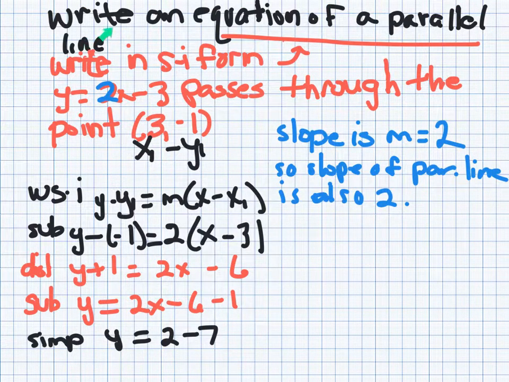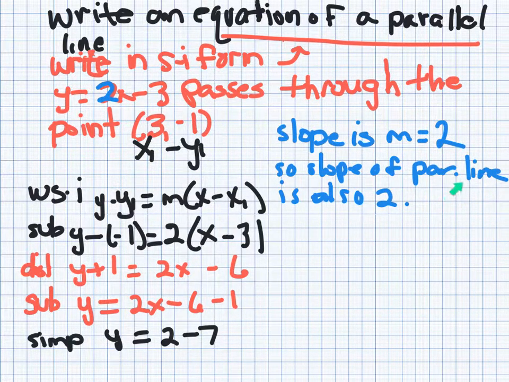Another thing you will be asked to do in this lesson is write an equation of a parallel line. You're going to have to write it in slope-intercept form. In that case, you would have y equals 2x minus 3. That's the slope-intercept form, and it's going to pass through the point (3, -1). The 3 is x1, and -1 is the y1.